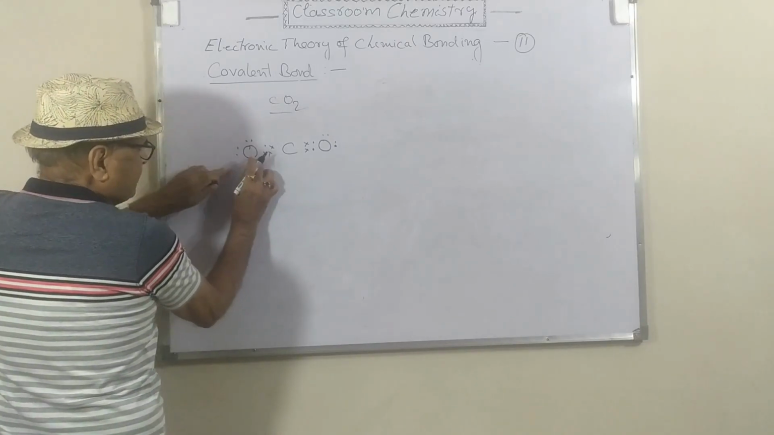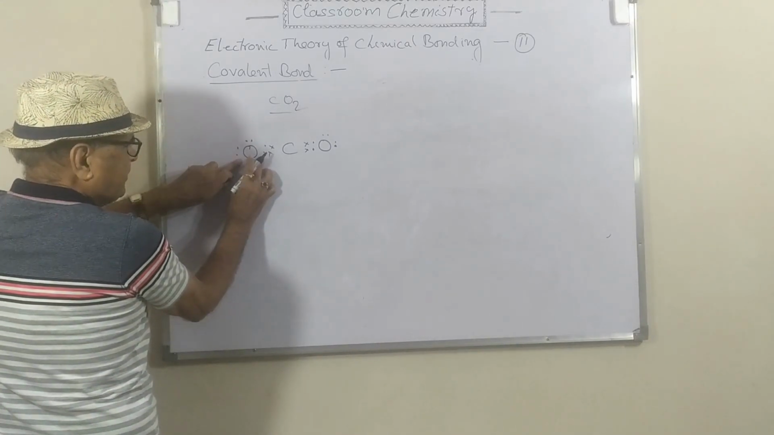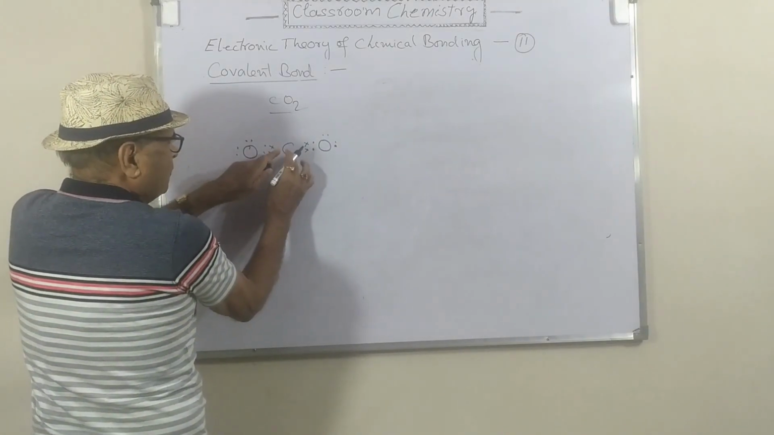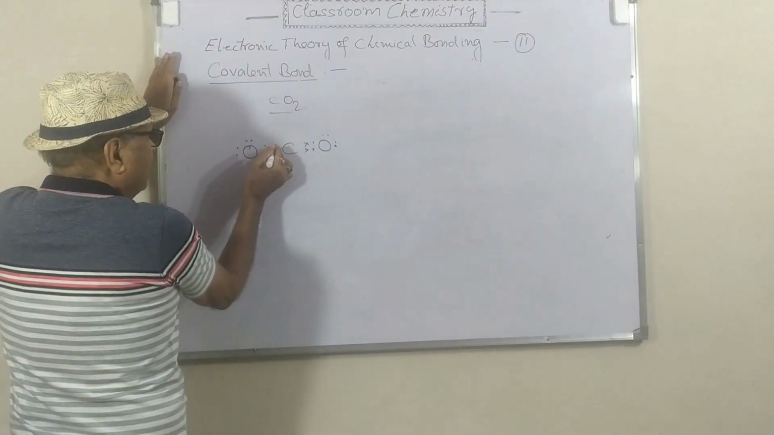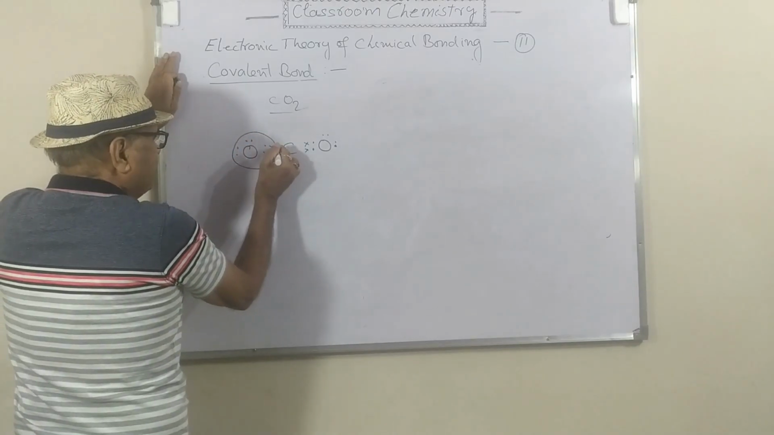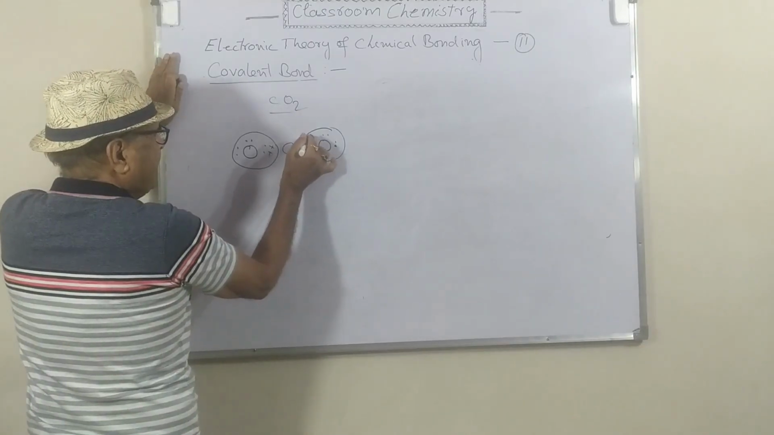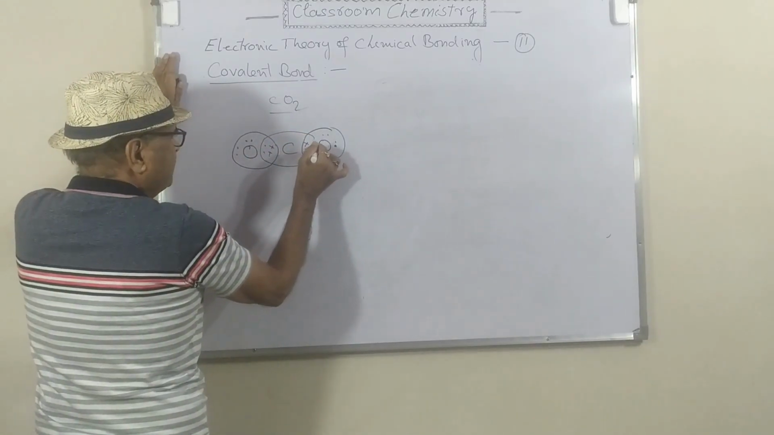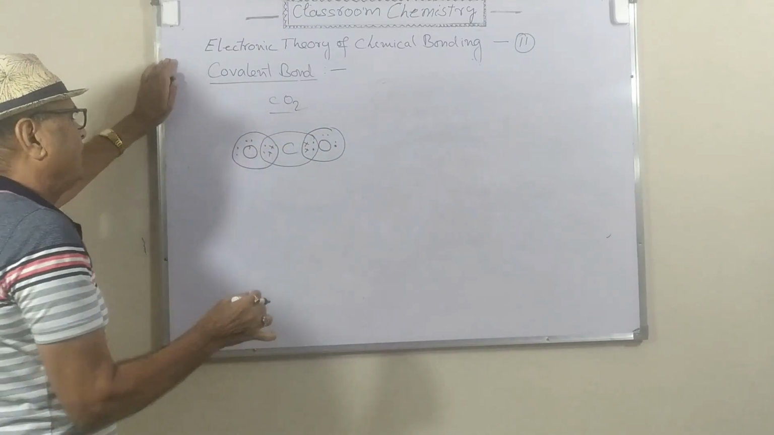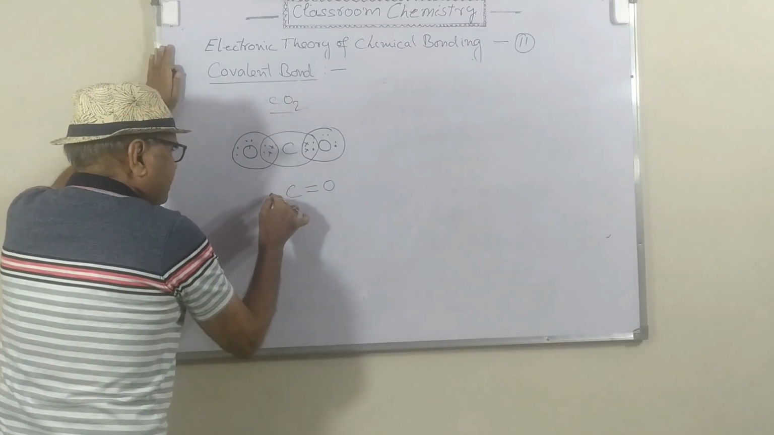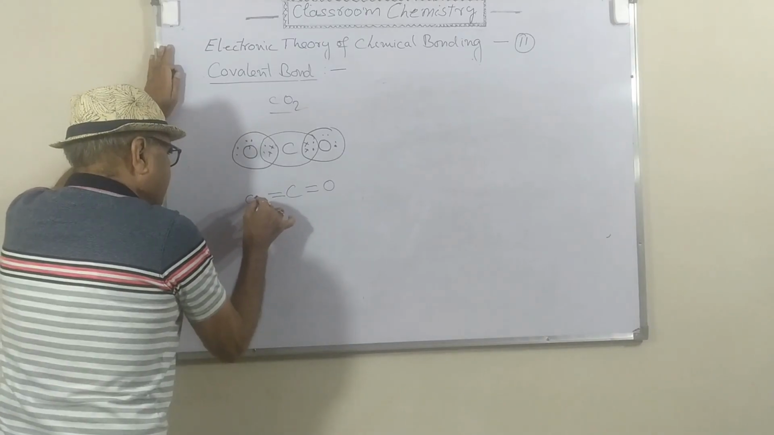So these are the 6 electrons which are represented by the dots of oxygen. These are the 6 and 4 electrons of the carbon. Now this one is the octet of this oxygen, this one is the octet of this oxygen, and the octet for this central carbon. So in this way, CO2 is formed, like C double bond O and C double bond O.